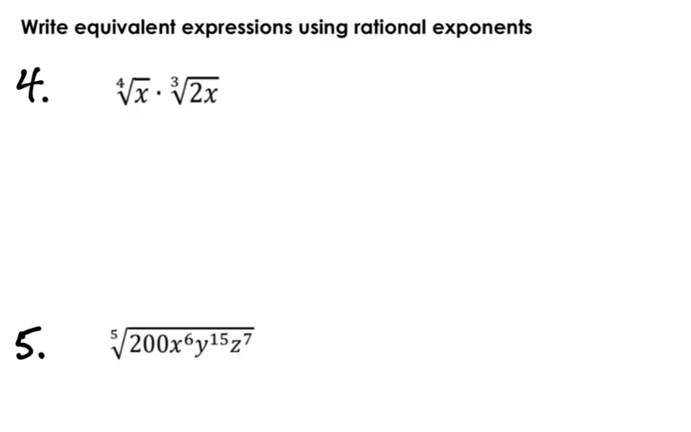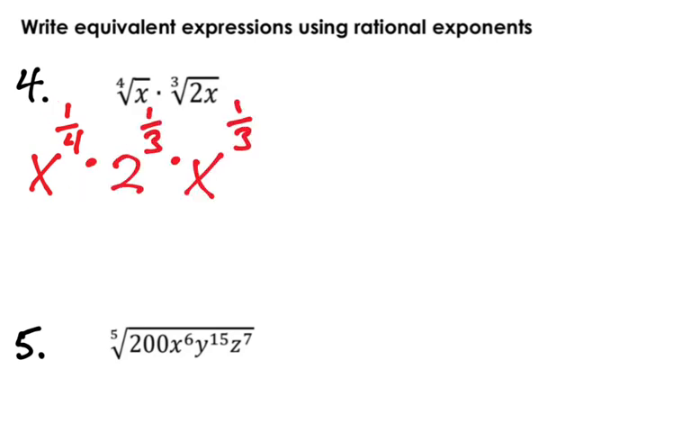And here we go with number 4. So right now, these are in radical form, and it would probably make sense to rewrite them using power over root. So the x currently has a power of 1, and since the root is 4, we can write it as x to the 1/4 power. And then the 2x, both the 2 and the x have powers of 1. So when you rewrite those using power over root, then both the 2 and the x will have a 1/3 with them.